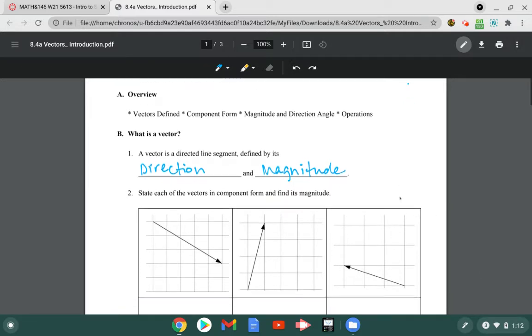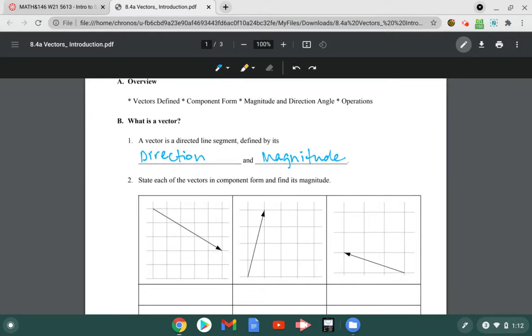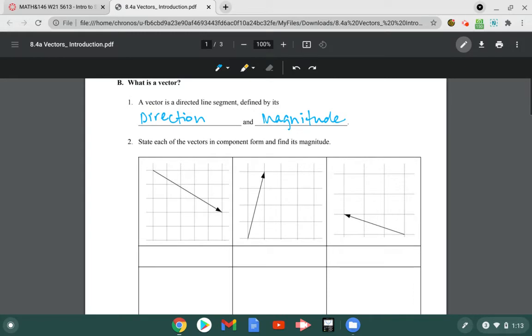These are used quite a bit in terms of describing forces. The magnitude or the length describes the strength of the force, and the direction describes the direction in which the force is being applied. So I want to state each of these vectors in component form.